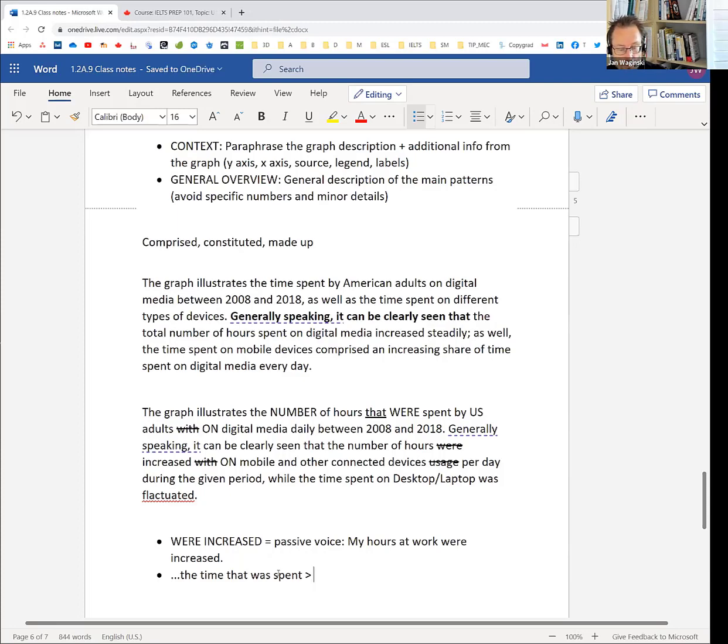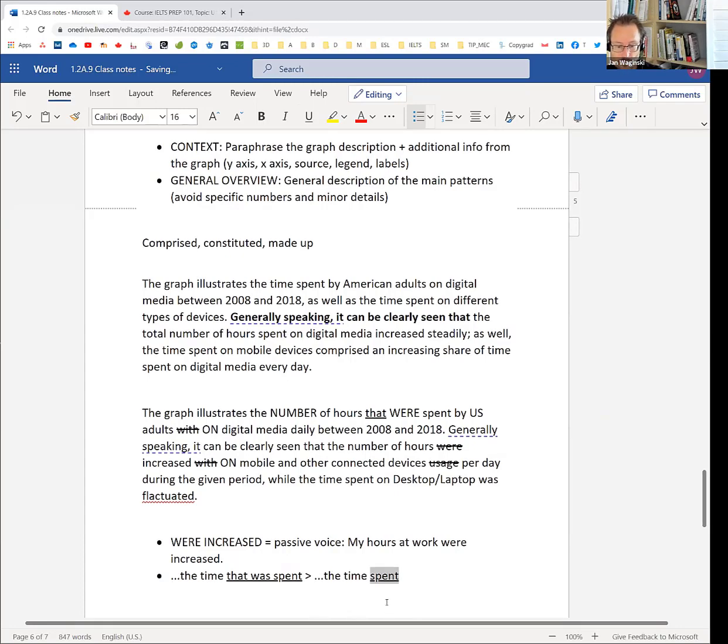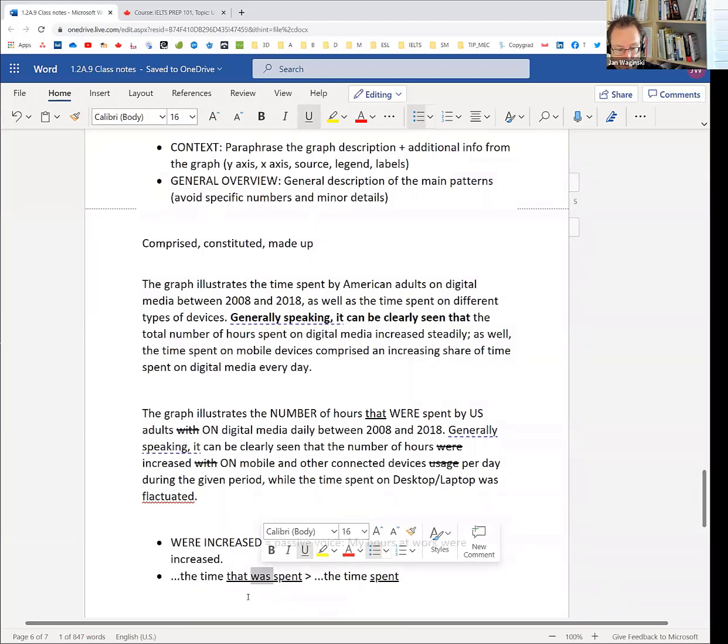Remember the rule from earlier in class today? That was spent is a relative clause, right? Yes. So to change a relative clause into a participial phrase, what do you have to do? What's the first step? We delete that and was. Exactly. The time spent. But you have to delete all the stuff, right? It's important to also kill the auxiliaries.